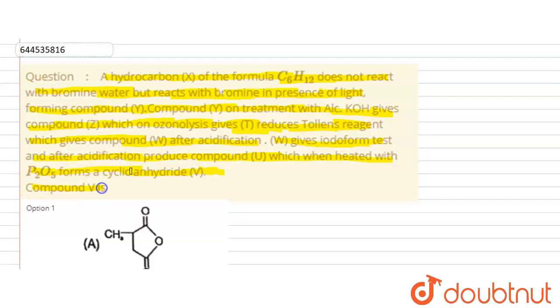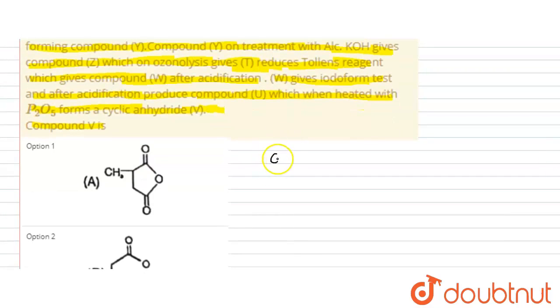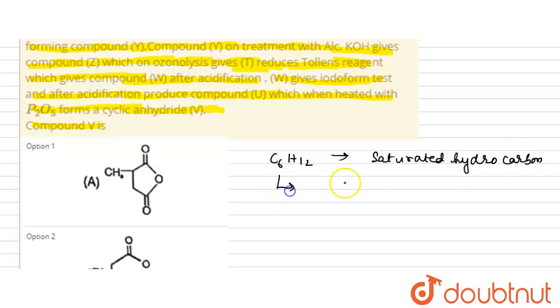Now compound V is. So first of all, the first line is important, that it is given that the hydrocarbon X of the formula C6H12 does not react with bromine water. So if it does not react with bromine water, means C6H12 must be a saturated hydrocarbon. So among saturated hydrocarbon, it means it is an alkane.